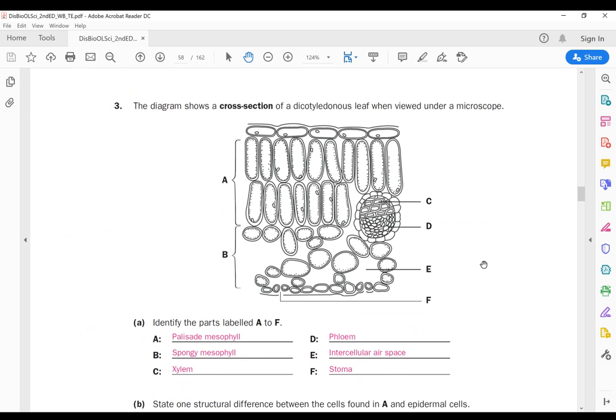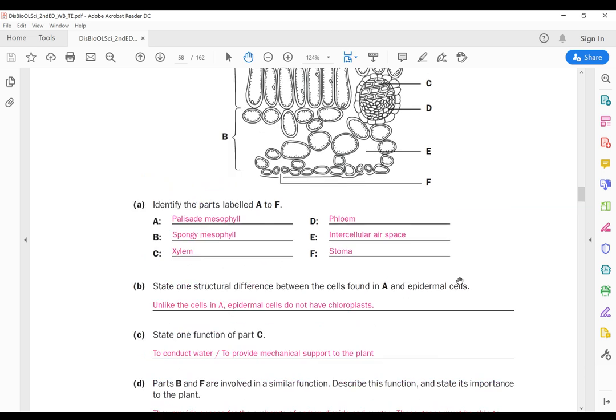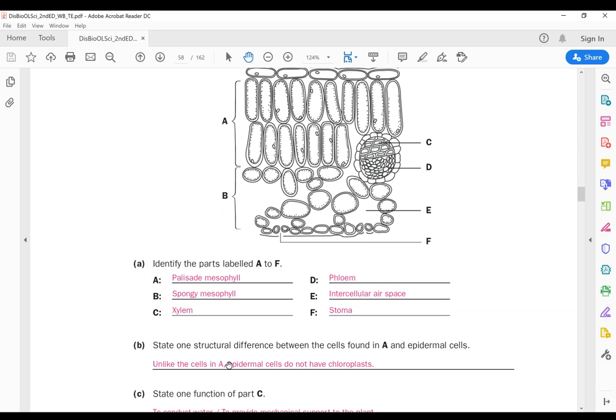Okay, question 3. This is various parts of a dicotyledonous leaf. Identify the parts. Okay, it's quite simple. You can do the correction over here. What is one structural difference between the cells found in A and epidermal cells? So A is actually the palisade mesophyll cells, and the epidermal is referring to this one. Obviously, epidermal cells do not have chloroplasts.